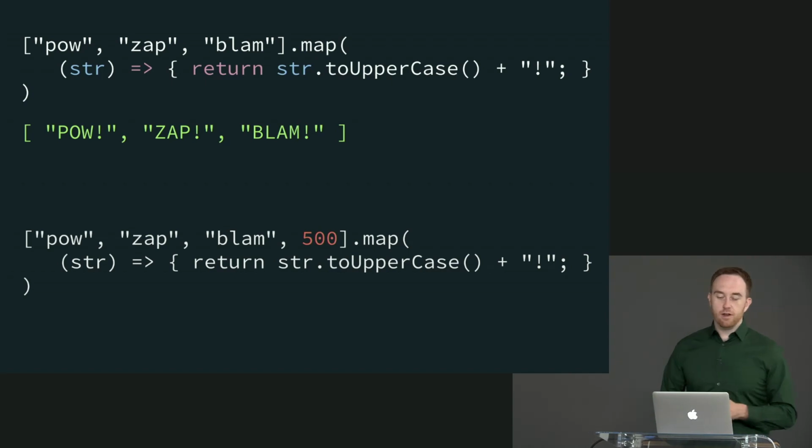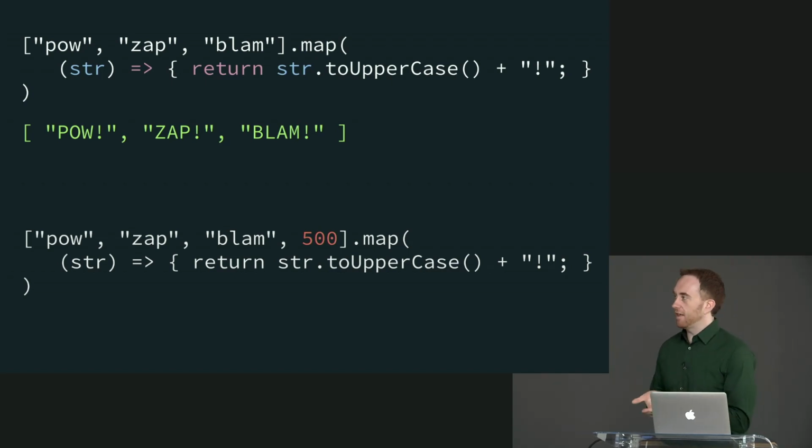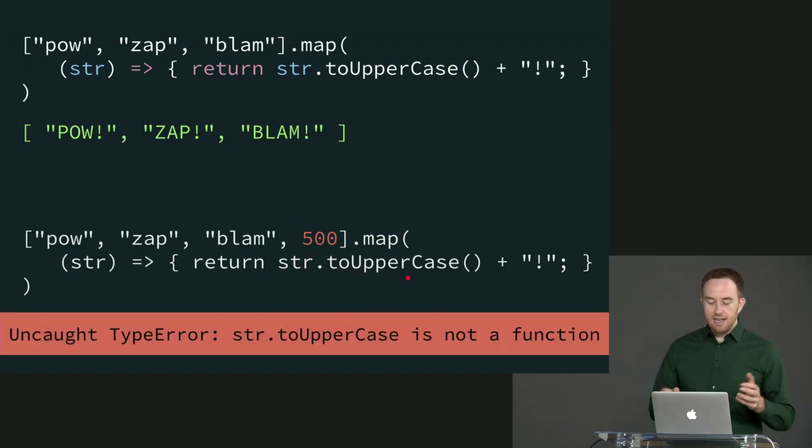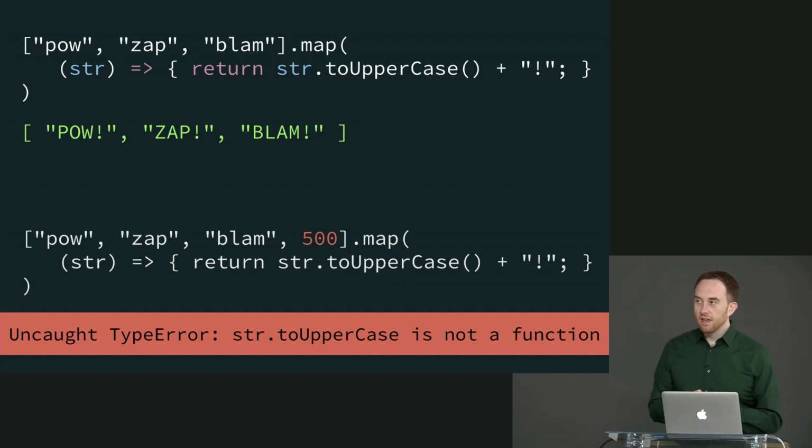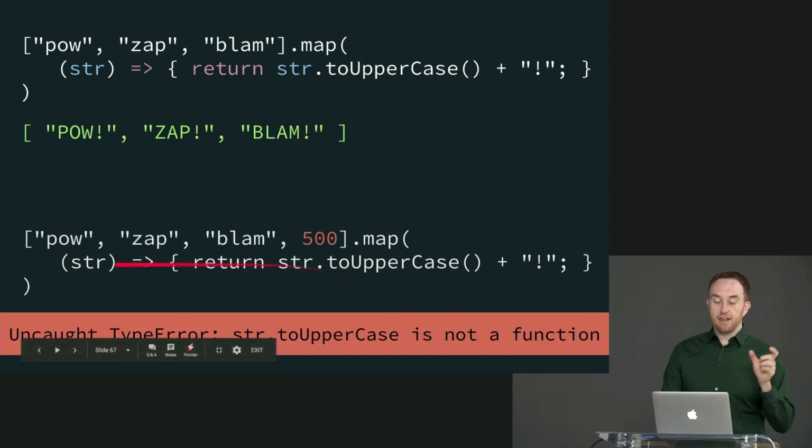What happens if we put a number in there? This is totally valid JavaScript. We're allowed to put a number in a list of strings in JavaScript. What's going to happen? Well, for the first three, it's going to work exactly the same as before, but when it gets to the last one, it's going to call str.toUpperCase, and we're going to get a runtime exception. str.toUpperCase is not a function. So fundamentally, the problem here is that toUpperCase is a method that exists for these, but not for this.